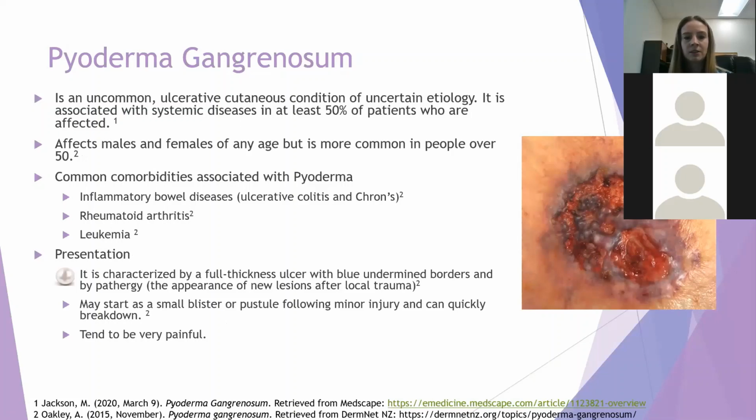Some common conditions associated with it are inflammatory bowel diseases, such as ulcerative colitis and Crohn's, rheumatoid arthritis, and leukemias. Its presentation is characterized by a full thickness ulcer with blue undermined borders, and by pathergy, which is the appearance of new lesions after local trauma, or when it's debrided, the wound becomes larger as well. It may start as a small blister or pustule following a slight injury, and it can quickly break down, and they tend to be very painful.